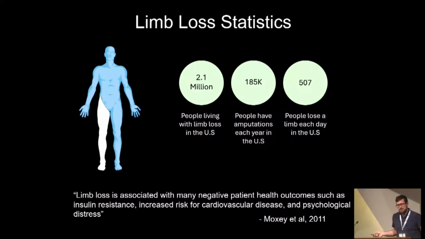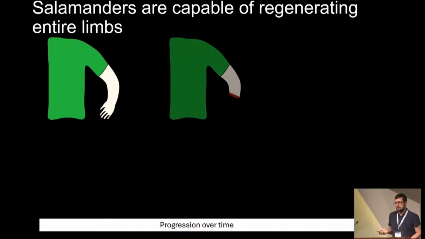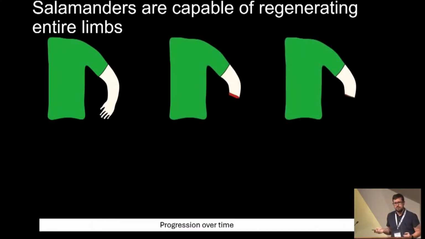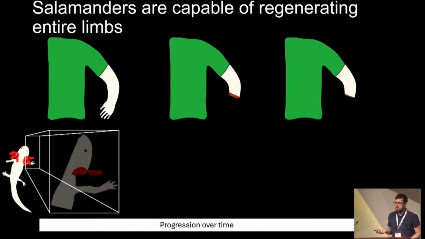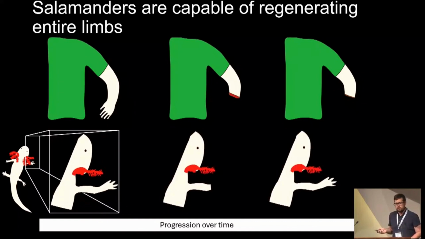So that's why we use the axolotl to study this. Since humans are not capable of regenerating a limb after amputation, we have a scar, and that's all we get. But salamanders have limbs like humans. They have digits, they have the same sort of bone structure, and they're capable of regenerating their limb throughout life.